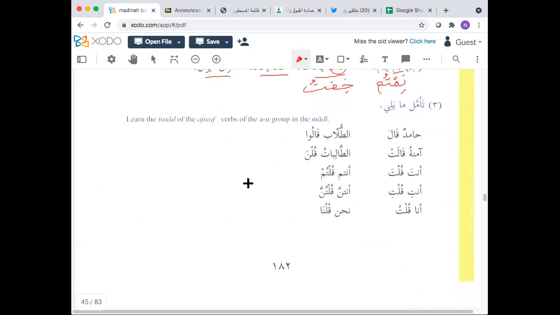And this one we've already done it just now. We did it on the other page. تفضل أخي أبو الحسن, if you could read.